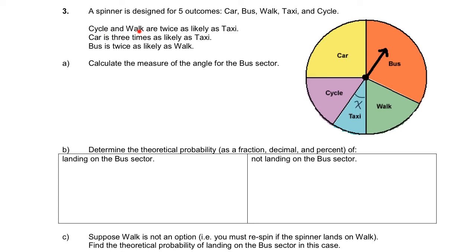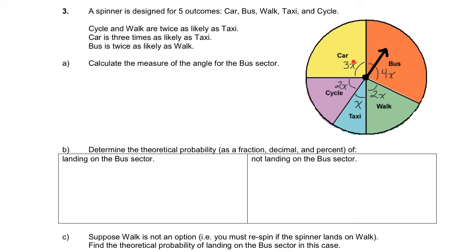Now, if cycle and walk are twice as likely as taxi, well, what's twice x? 2x. So walk and cycle both have an angle of 2x. Car is 3 times as likely as taxi. So 3 times x is 3x. So car has an angle of 3x. And then bus is twice as likely as walk. Well, walk is 2x. So what's twice as likely as that? 2 times 2x, that's 4x.